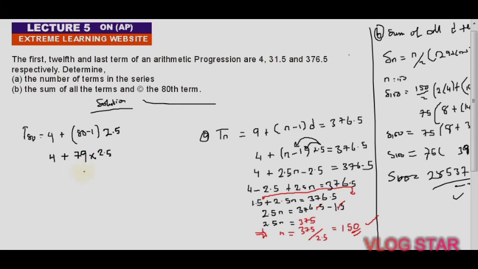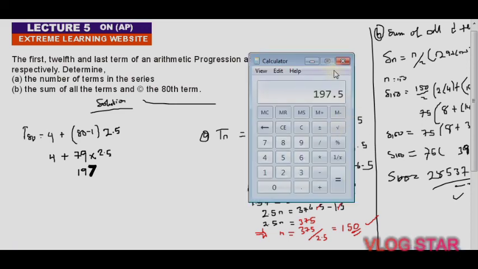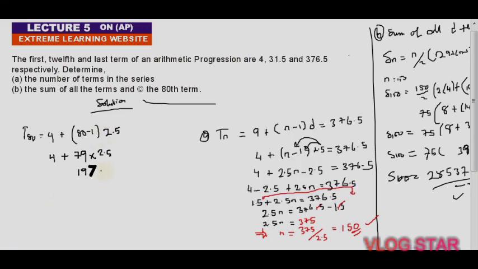So when we multiply 79 by 2.5, we'll get a total of 197.5. This 197 here, 0.5. And if we add it up with 4 here, we'll be getting a total of 201.5. And this becomes the 80th term of the series.